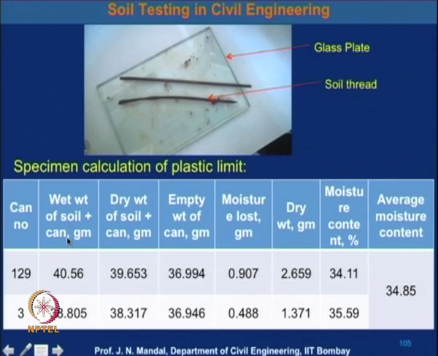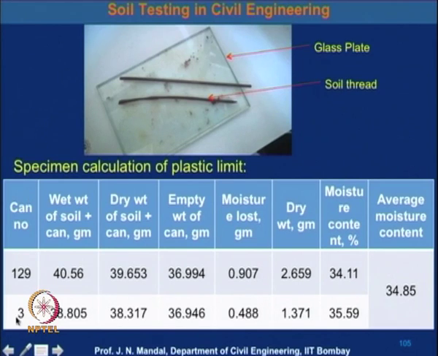Here some specimen calculation is given. This is the first can, number 129 and 3. The weight of the wet soil and can is 40.56. Then the dry weight of the soil and can after oven drying is 39.653. The empty weight of the can in grams is 36.994, the moisture lost is 0.907, the dry weight is 2.659, and the moisture content you can determine is 34.11.